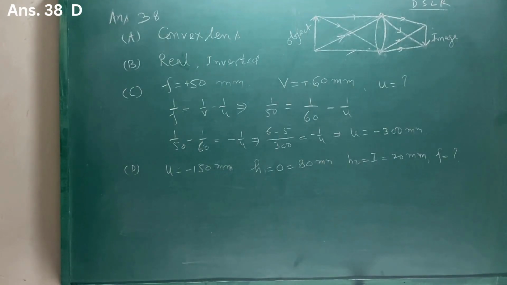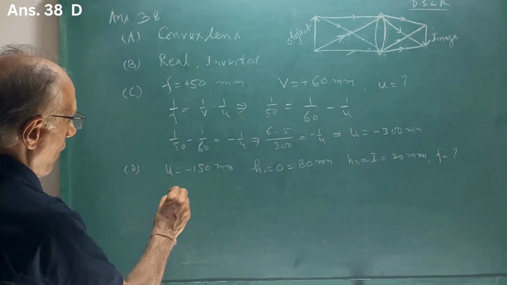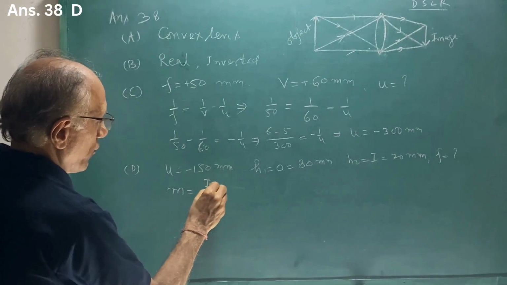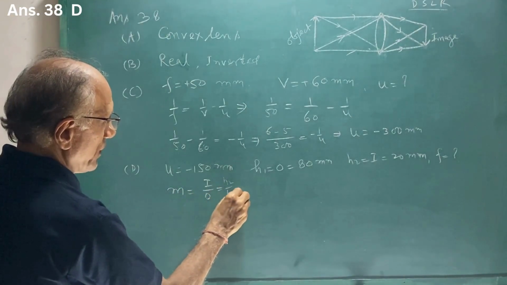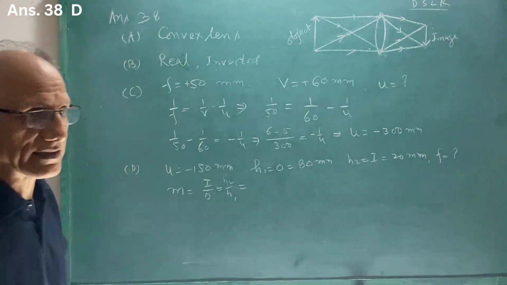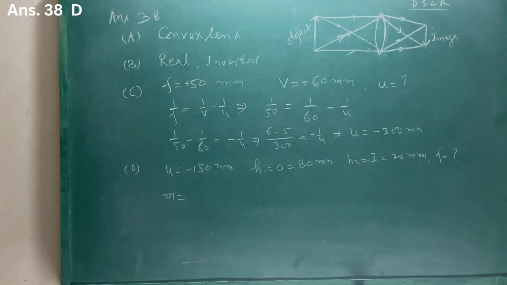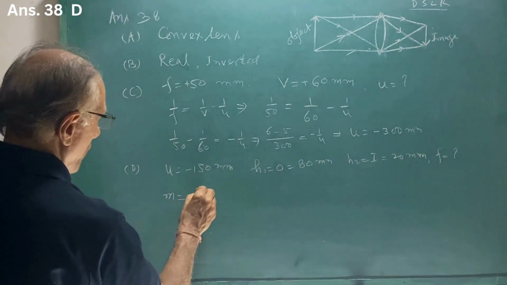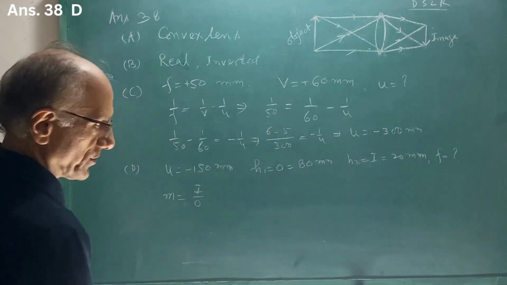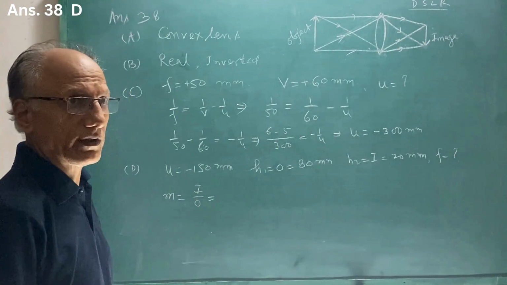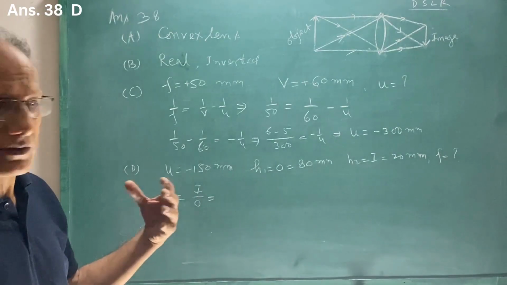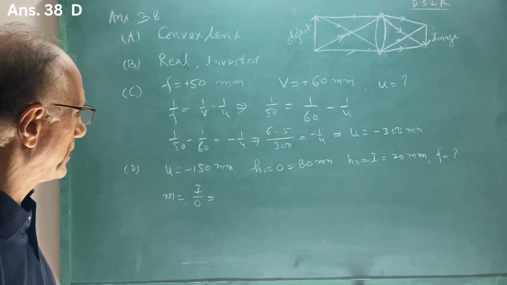So here we can have the magnification equals I upon O, that you can say H2 upon H1 also. And this is the same as, we know, magnification equals I upon O. That means the size of the image upon the size of the object, that is also equal to minus V by U. We don't have V, so that cannot be used.